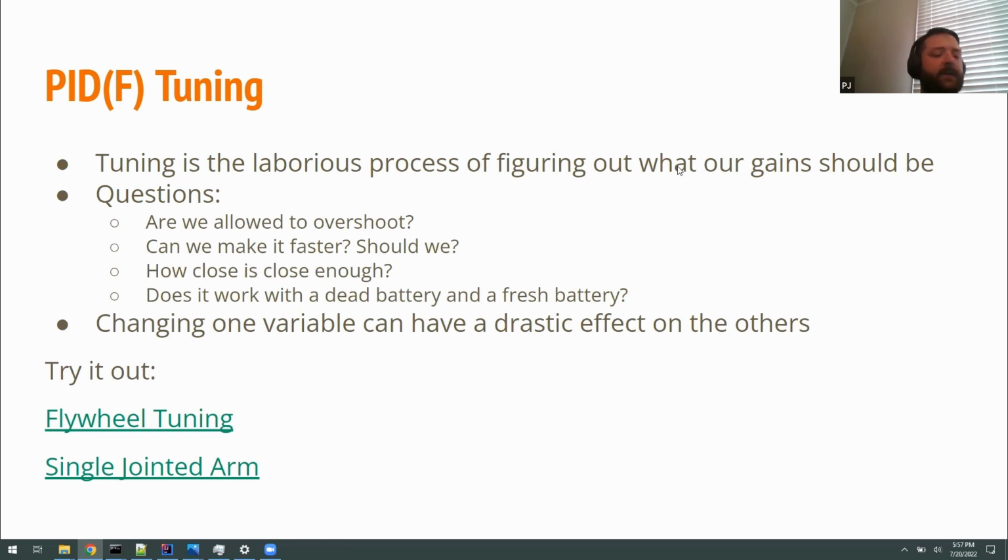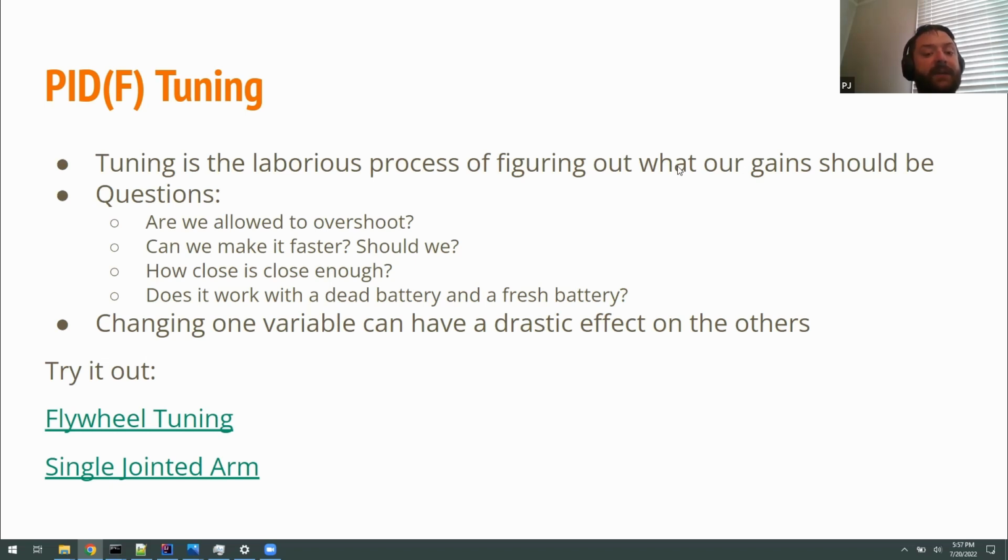And then you should always do all of this testing with a dead battery and a fresh battery, because your mechanisms will respond differently. Hopefully your PID is canceling out a lot of the difference that comes from a different battery voltage, but you always want to check. You also always want to make sure that it behaves the same in autonomous mode as it does in the end game, or as close to it as possible, at least.